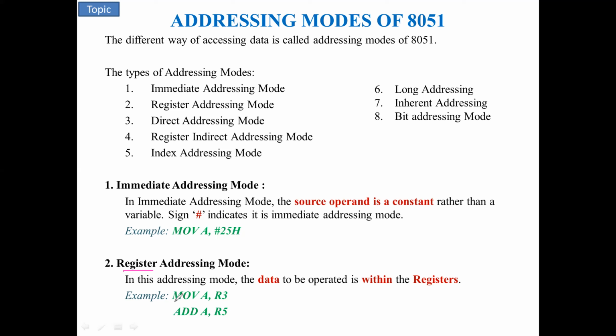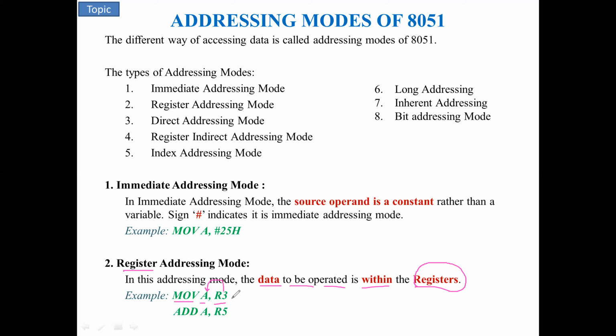See, for example, we use the same command, destination comma source. Here the source will be a register. Within the source, the data is moved to the destination. So the data to be operated is within the register. That's why we call it register addressing mode.